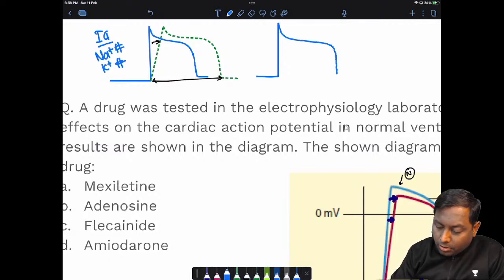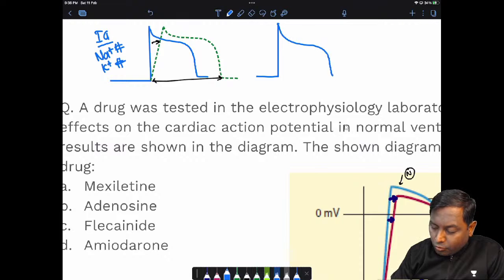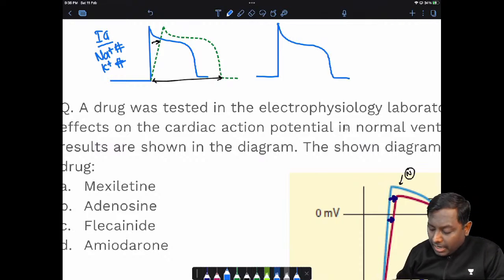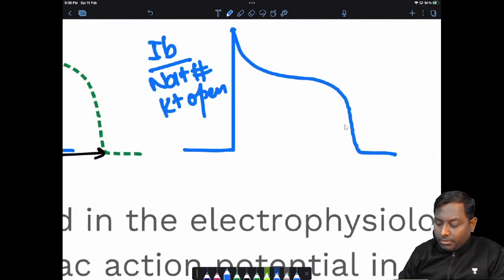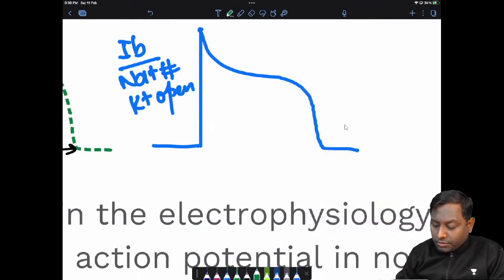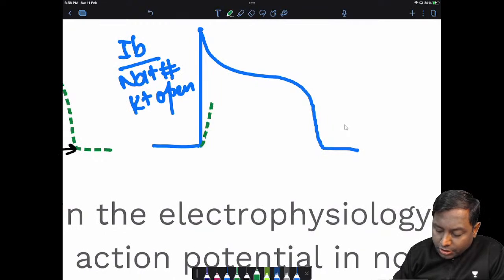And let us talk about class 1B antiarrhythmic drugs. Let us say this blue one is the normal action potential duration, and the next one that I am going to talk about here is a class 1B antiarrhythmic drug, which is a sodium channel blocker, but a potassium channel opener. So what will be the outcome? Let us understand. Because of sodium channel blockade, boys and girls, the slope of depolarization will definitely decrease.